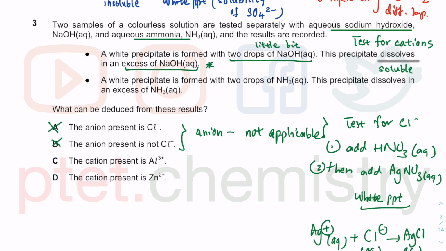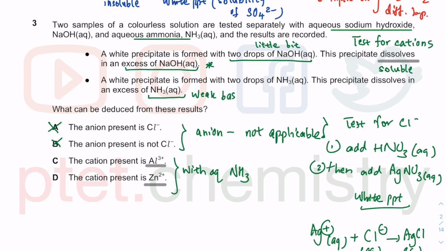So between the two cations, Al3+ and Zn2+, the only difference is with aqueous ammonia, because both of them will produce white precipitate. In sodium hydroxide, the aluminium hydroxide and zinc hydroxide would dissolve in excess of sodium hydroxide, which is a strong base, strong alkali. Whereas when you have excess of ammonia, this is a weak base.